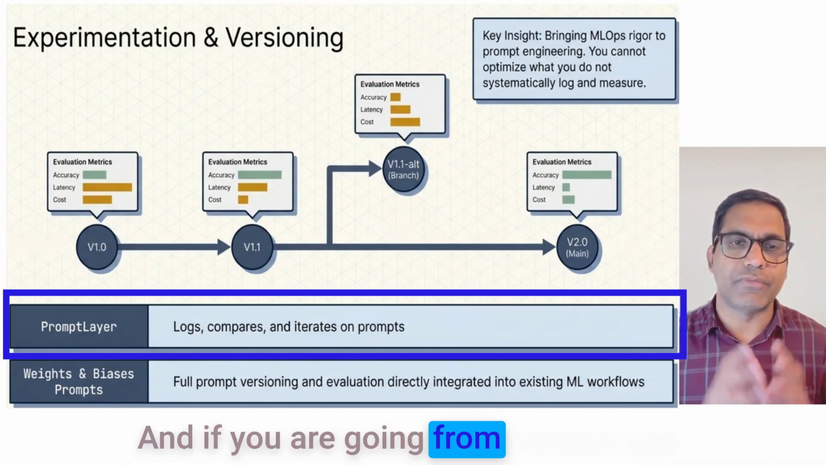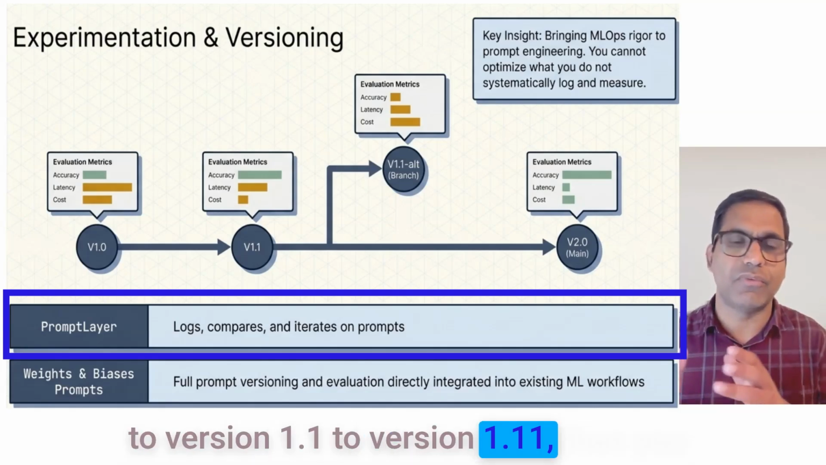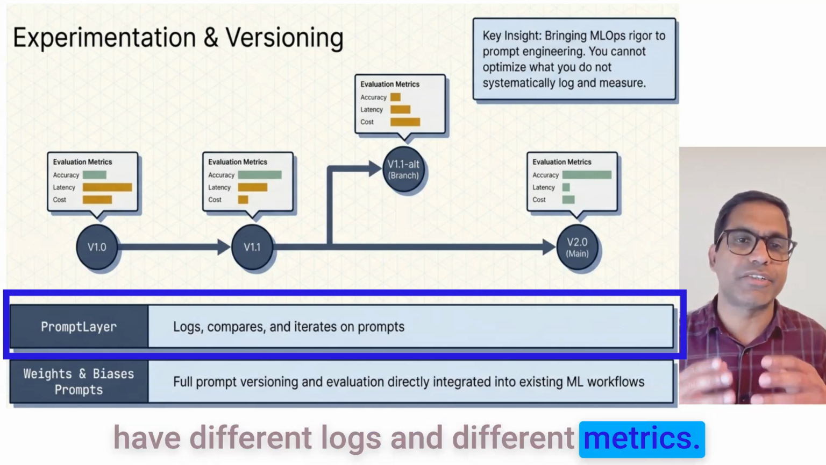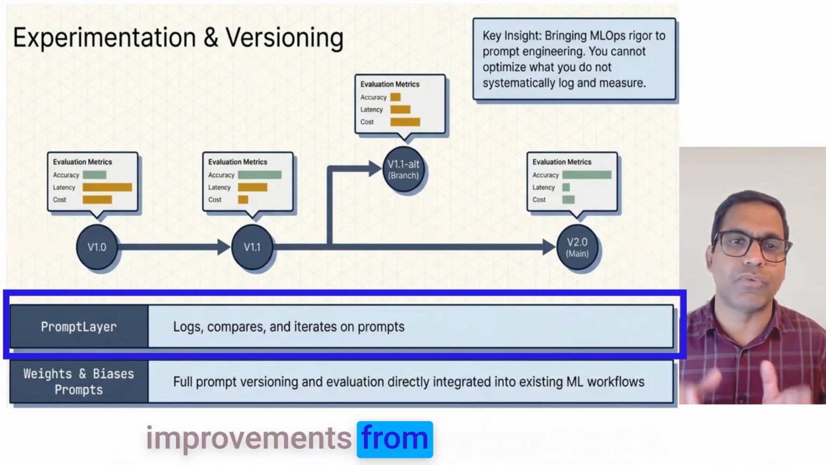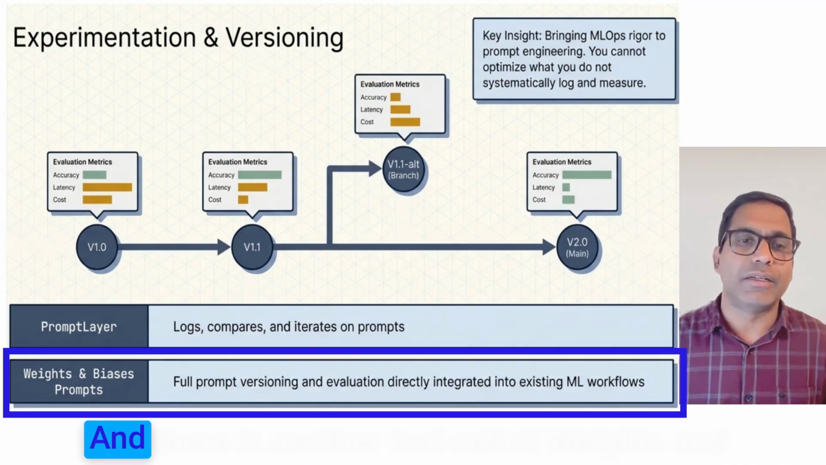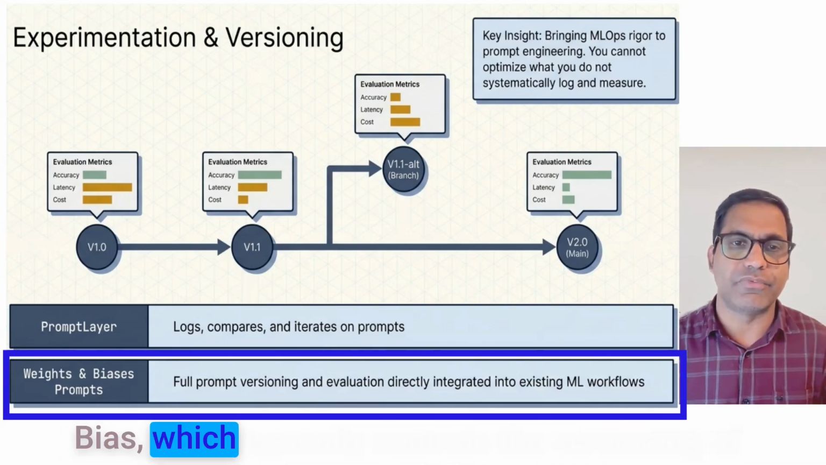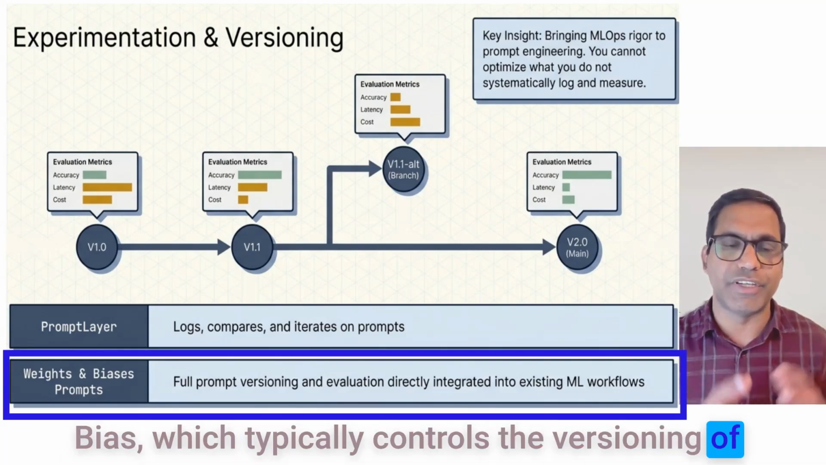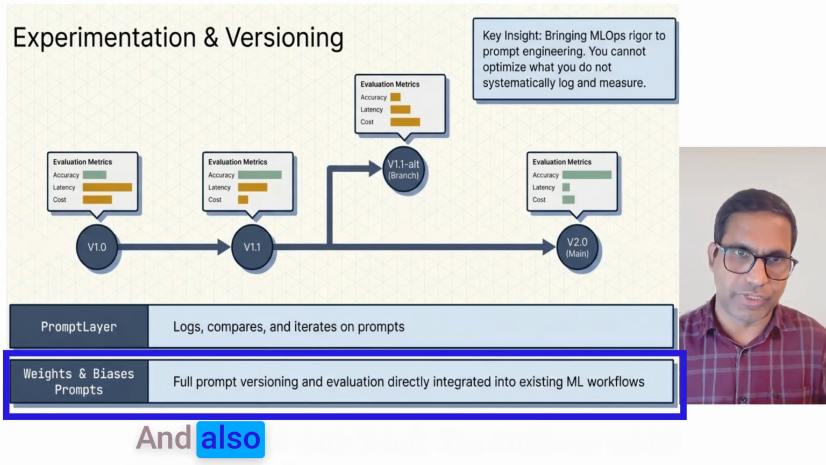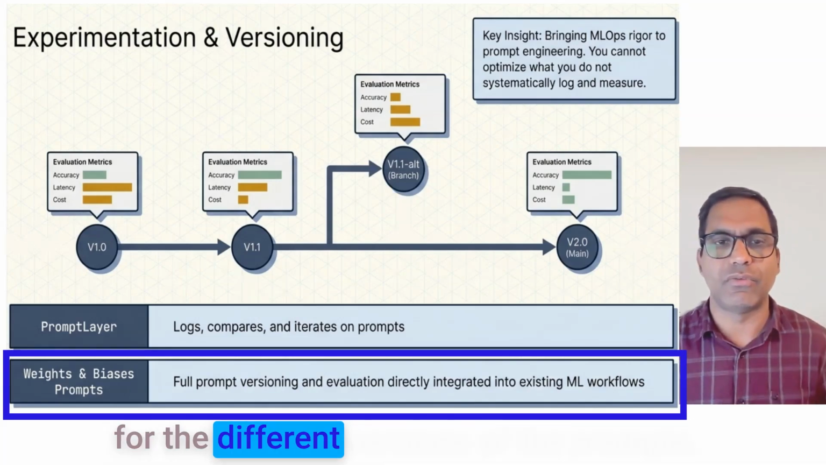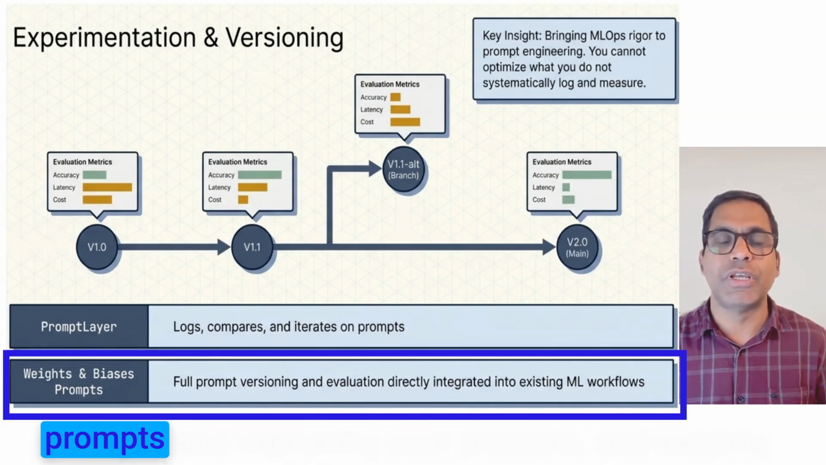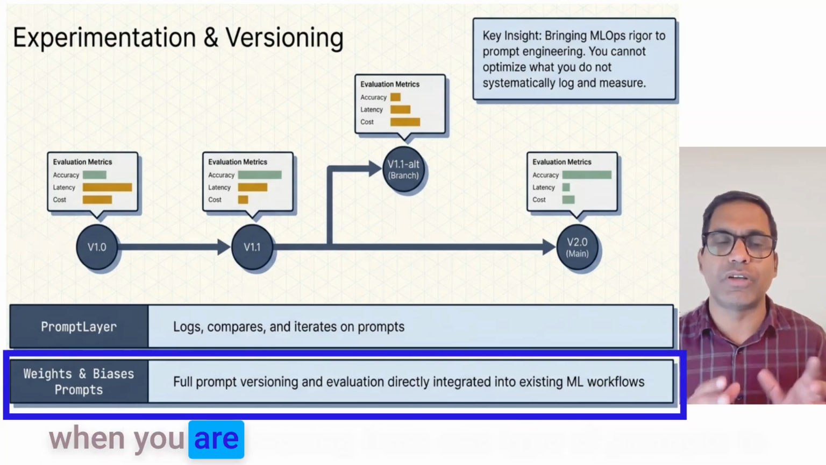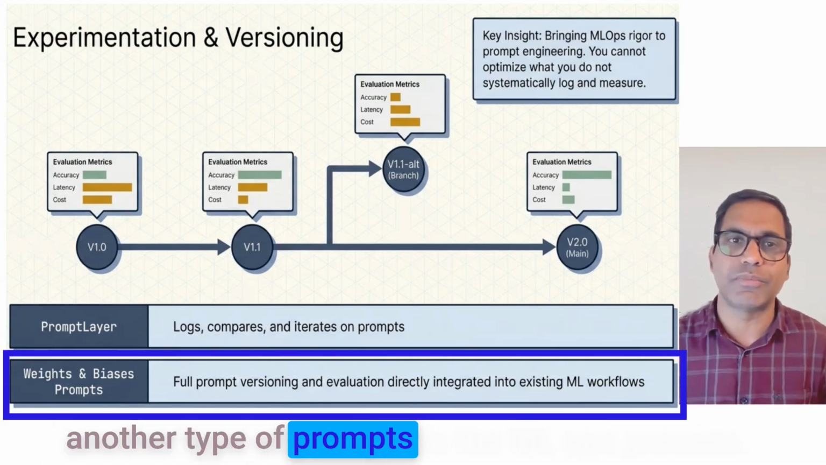If you are going from version 1 to version 1.1 to version 1.11, then you have different logs and different metrics. You need to track those metrics and compare them in order to showcase the improvements from version 1 to 1.1. And there is another tool called Weights and Biases, which typically controls the versioning of different prompts as well as the different data, and it can also track the metrics used for the different versions of the prompts. This is useful for managing your prompts, improving them, and keeping track of how the metrics have changed when you are moving from one type of prompts to another in the MLOps process.